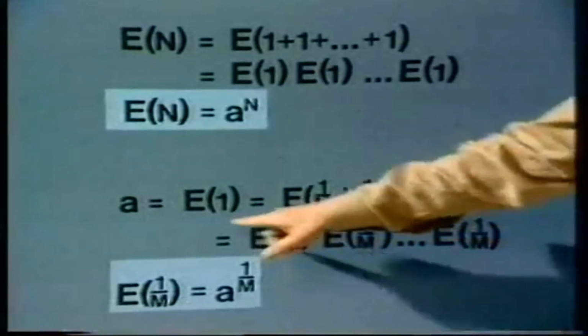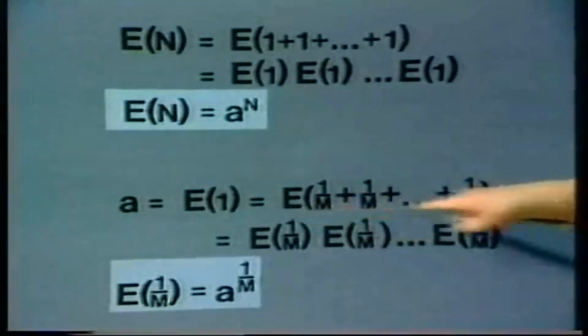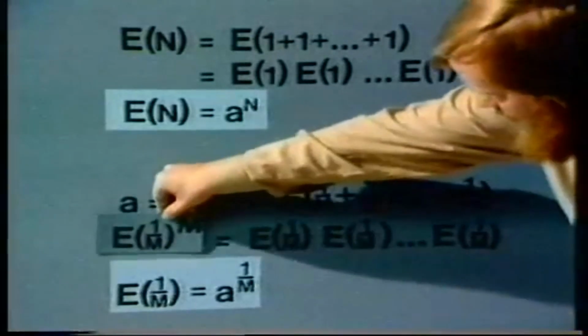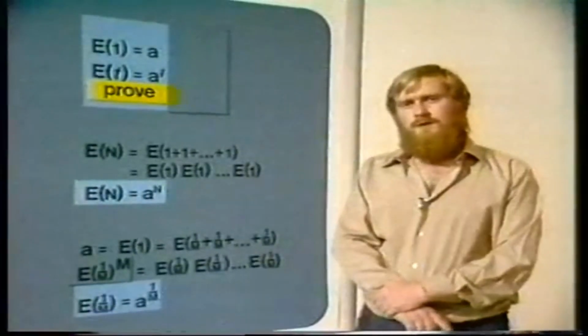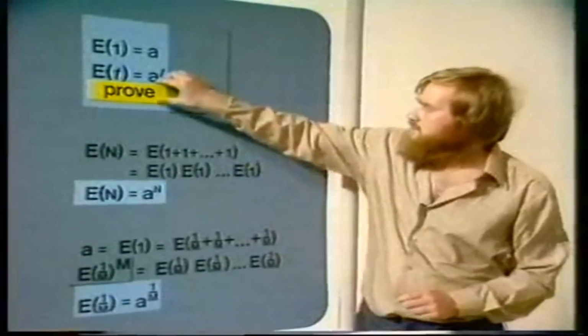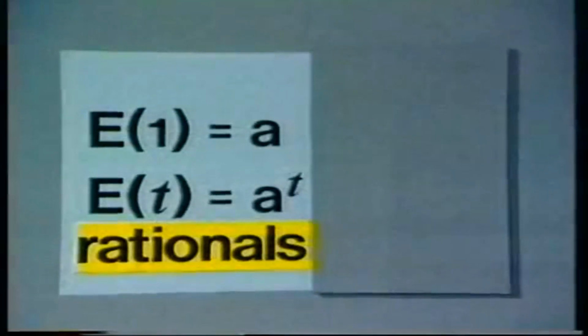Then down here, we write 1 as the sum of m 1 over m's. Then the law of indices tells us that this is e of 1 over m times itself m times, so that a equals this. Then, taking mth roots, we get that e of 1 over m is the mth root of a, to the 1 over m. Well, as you know, we can extend this to cover all rationals n over m by similar methods.